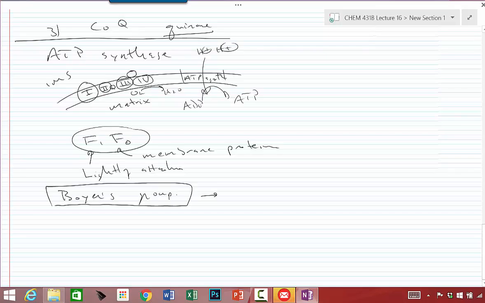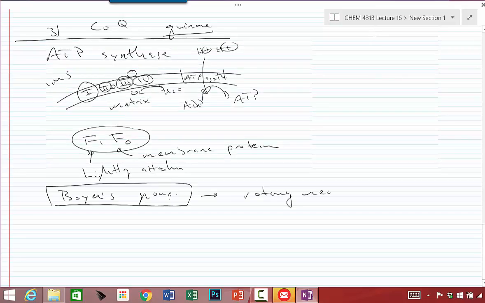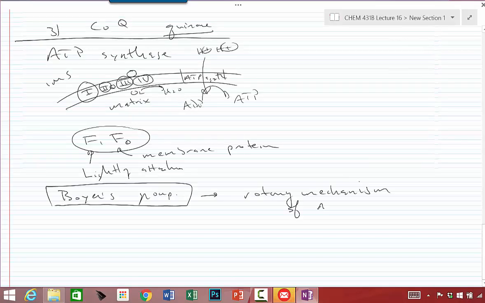So what they found was that there's a rotary mechanism for ATP production. And the next time we meet, I will hopefully have a video that will show you this rotary mechanism. Beautiful video showing a single molecule, showing that there's this arm that rotates in the ATP synthase.